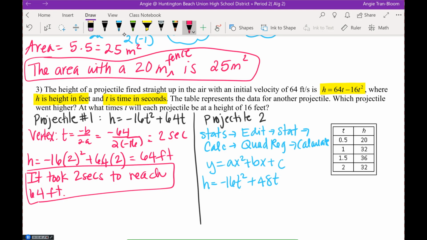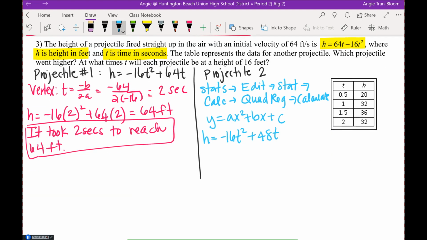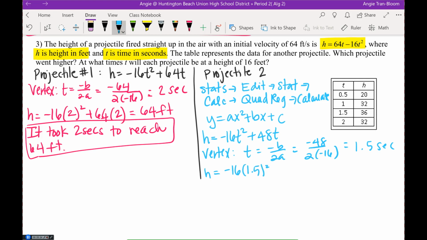We're going to do the same exact thing on projectile number 2, to see if it's higher. So T equals, or I should write vertex, so that when you go back and study, you know that we're looking for the vertex. T equals negative b divided by 2a. Negative 48 divided by 2 times negative 16, and that will give me what? 1.5. Thank you, sir. Okay, so that's seconds. Then let's find the height by plugging that in. H equals negative 16 times 1.5 squared plus 48 times 1.5. Plug that all into your calculator. Someone give me the answer when you're ready.